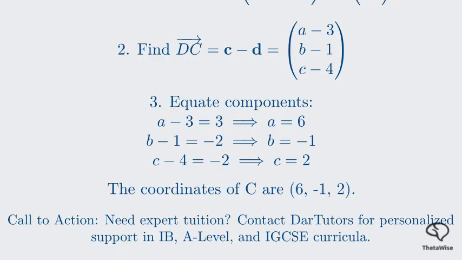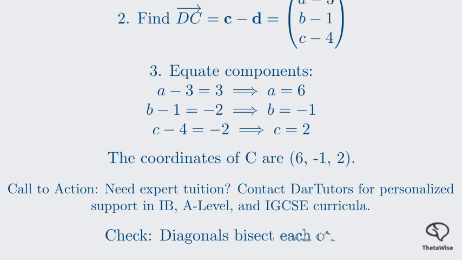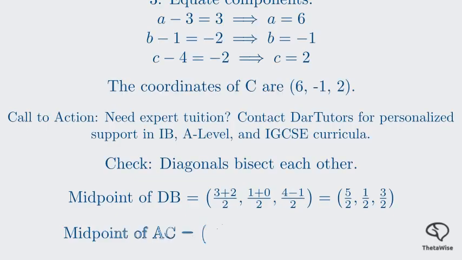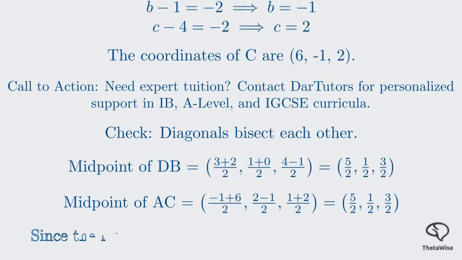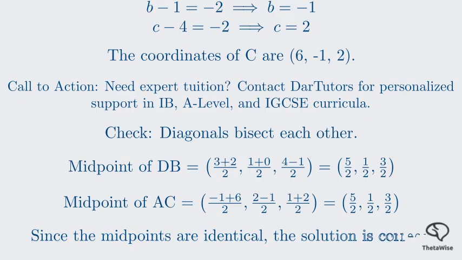This vector method is a very reliable way to solve parallelogram problems. A good practice is to always double-check your answer, for example, by ensuring the midpoints of the diagonals are the same. A parallelogram's diagonals bisect each other, meaning they meet at the same midpoint. We can verify our answer by calculating the midpoint of diagonal DB and diagonal AC. As you can see, both midpoints are identical, confirming our answer is correct. We have now seen how vectors can be used to prove properties of parallelograms and find missing vertices.